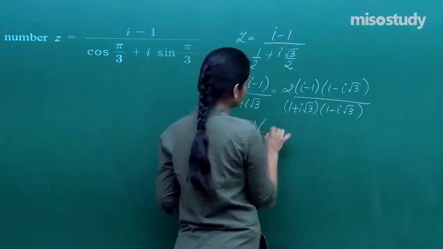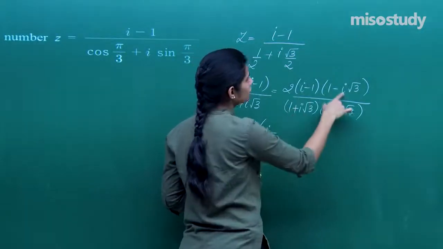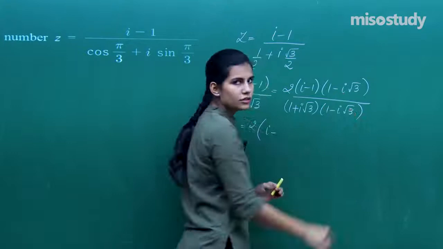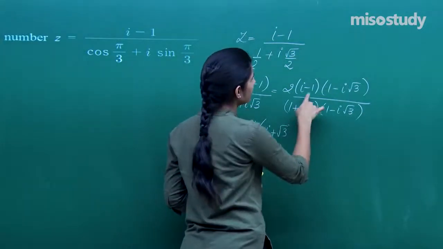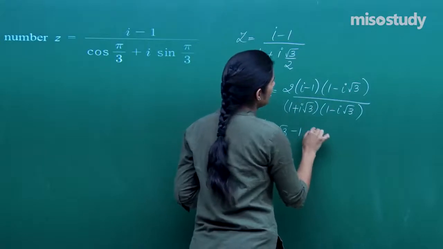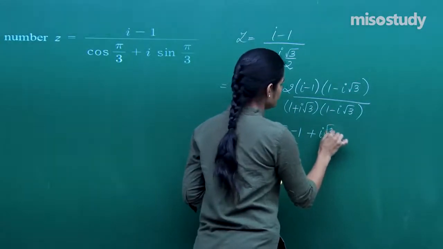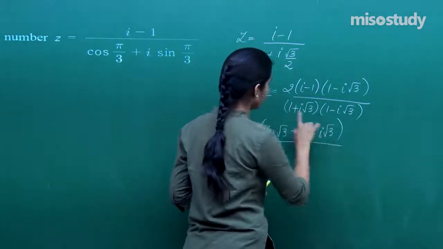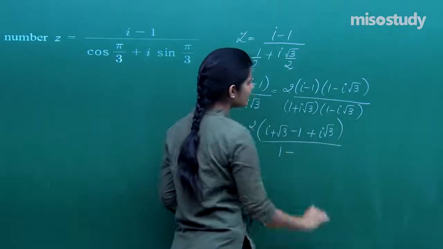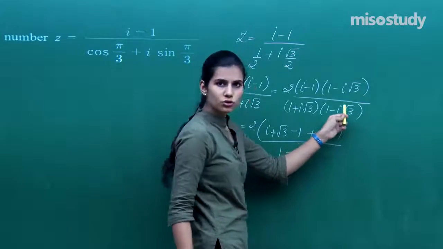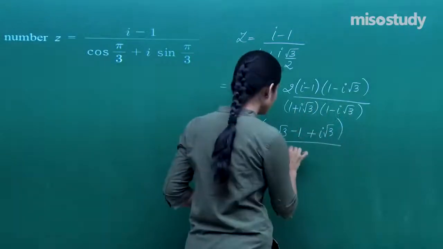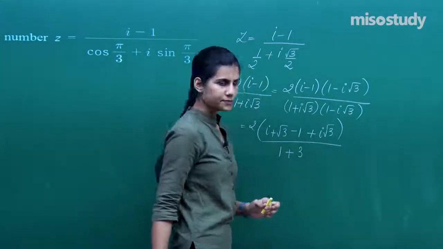Right? Iota into 1 is iota. Iota into iota root 3 is minus root 3. Then you have minus 1 plus iota root 3, whole upon a plus b times a minus b, which is a square minus iota square into 3. Iota square into 3 is minus 3, so 1 plus 3.